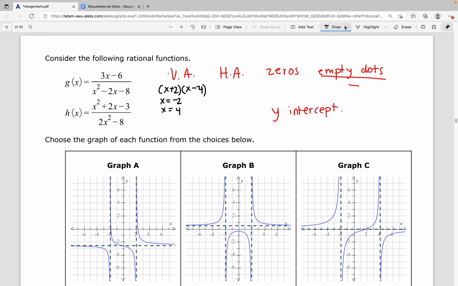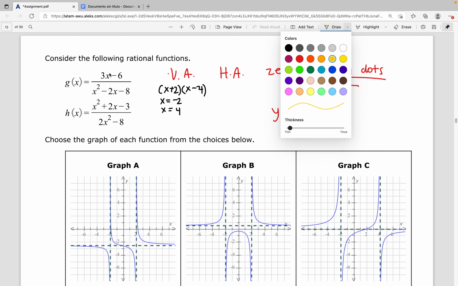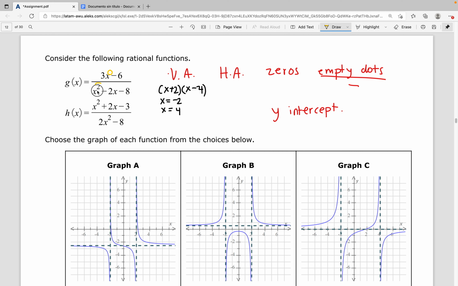Okay, so we're gonna look at the degrees. And here we have a degree of 1, and in here the biggest, it's always gonna be the biggest of each side. In this one the biggest is 1, the biggest is 2. What can we know from this? Remember, when getting horizontal asymptotes, we have three options. If the degree of this one is bigger than this one, the horizontal asymptote is gonna be y equals 0.